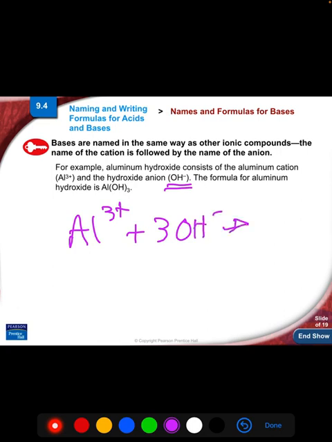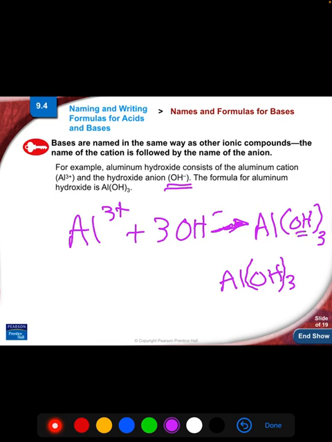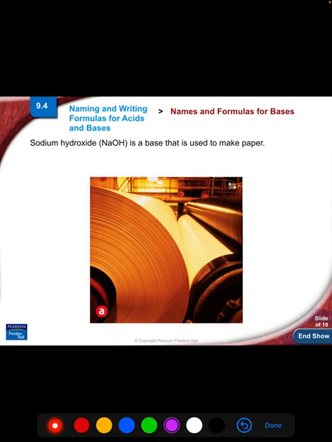You're going to produce aluminum hydroxide. But I need 3 of these, and of course when we have a polyatomic ion, we put it in parentheses. I can't write aluminum and then hydroxide with 3, because this means 1 aluminum, 1 oxygen, and 3 hydrogens. I need 3 of the hydroxides. So I put parentheses around this species, the hydroxide anion. That's what defines a base.